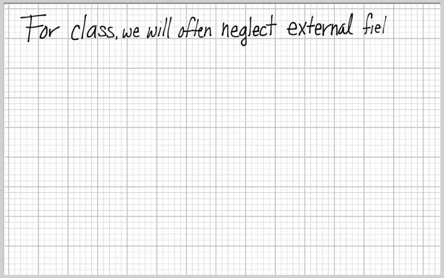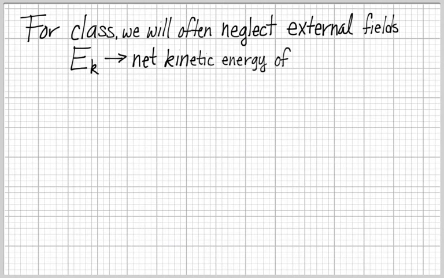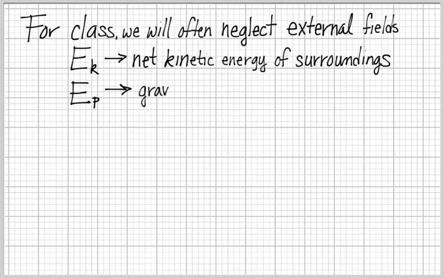Okay. Inside of this class, as I said, we're going to basically neglect the idea of external fields, the idea that gravity is affecting our system, because gravity is affecting the surroundings in addition to the system, and the net kinetic energy of the planet spinning and moving through space is affecting both the system and the surroundings, and so the net kinetic energy of the surroundings and the net kinetic energy of gravitational force are going to, in our case, be negligible contributions to our problem solving.